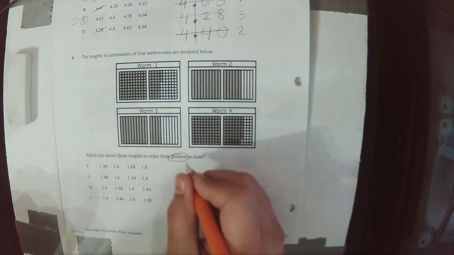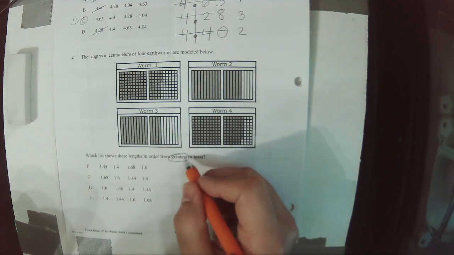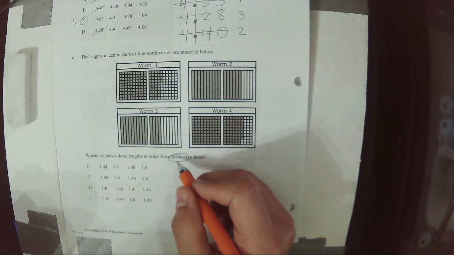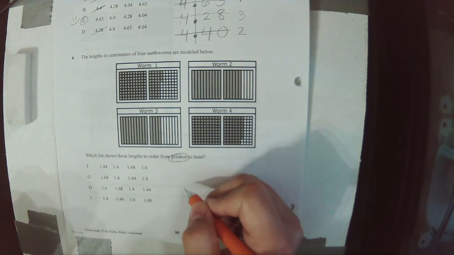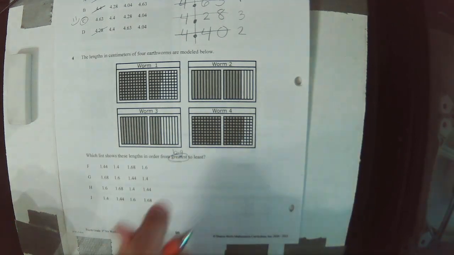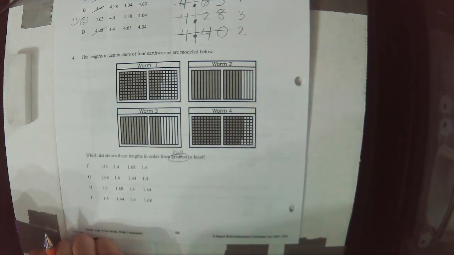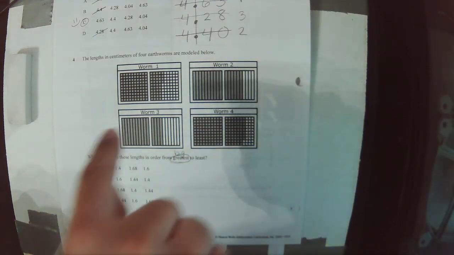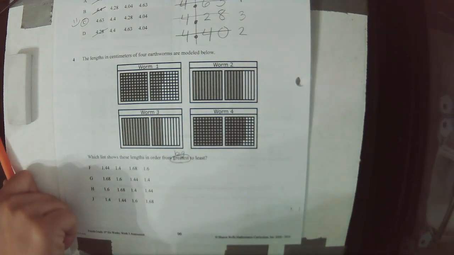That means that I want to make sure that we put the biggest numbers first and we save the smallest numbers for last. I'm going to write that reminder for myself. Big numbers first. The only problem right now is they didn't give me numbers, they gave me models. So the first thing I do should be to figure out what numbers match these models.